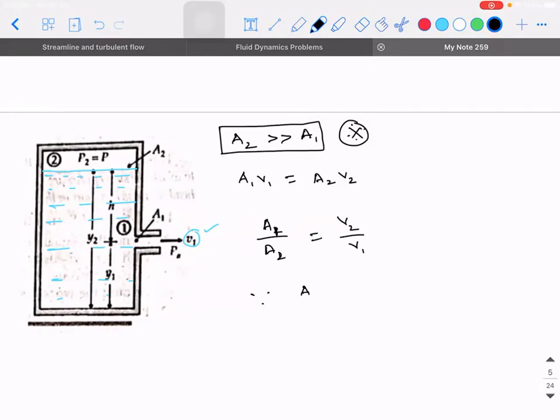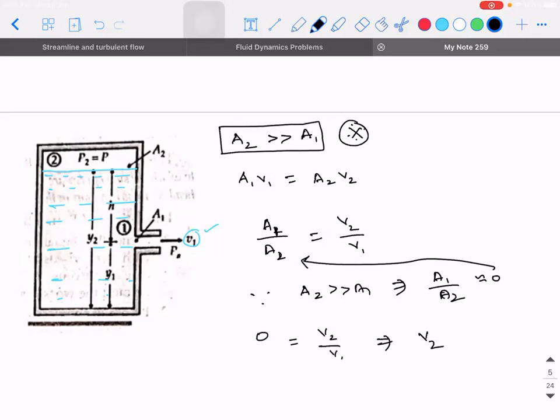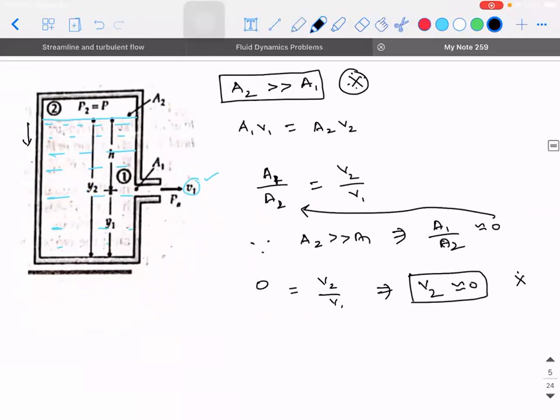Since A2 is very much greater than A1, can I conclude that A1 by A2 is approximately 0? When I substitute 0 here, V2 by V1 is approximately 0, so we can conclude that V2 is approximately 0. Though the liquid column at the top is moving down, its velocity can be ignored. That is an important point to be noted here. Now tell me, how do we apply Bernoulli's theorem here?